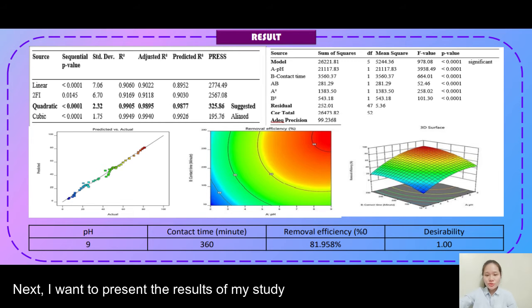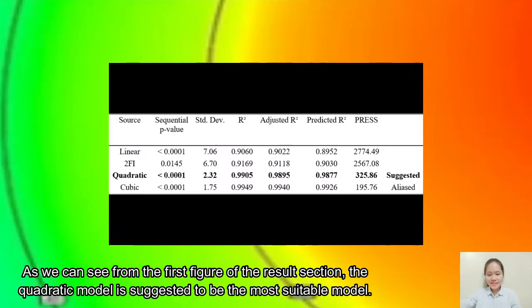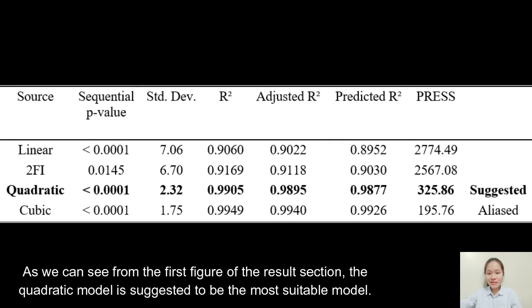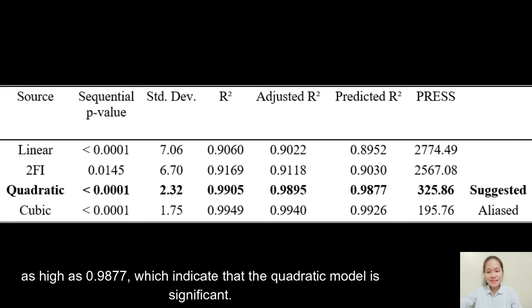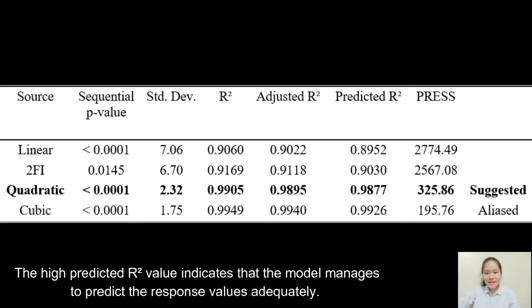Next, I want to present the results of my study. As we can see from the first figure of the result section, the quadratic model is suggested to be the most suitable model. Based on the table, it shows that the quadratic model has a sequential p-value less than 0.05 and a predicted R-squared value as high as 0.9877, which indicate that the quadratic model is significant. The high predicted R-squared value indicates that the model managed to predict the response value adequately.